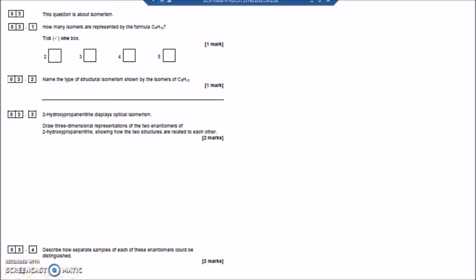Question number 3. How many isomers are represented by C5H12? So there could be 5 in a line, which is pentane. There could be 4 in a line with a methyl group at number 2, 2-methylbutane. 2-methylbutane and 3-methylbutane are the same thing. It just depends which end you start labeling from. Methylbutane or 2-methylbutane, same thing. Or I could have 3 in a line, propane, with 2 methyl groups on number 2. So I could have dimethylpropane. So there are 3 different isomers.